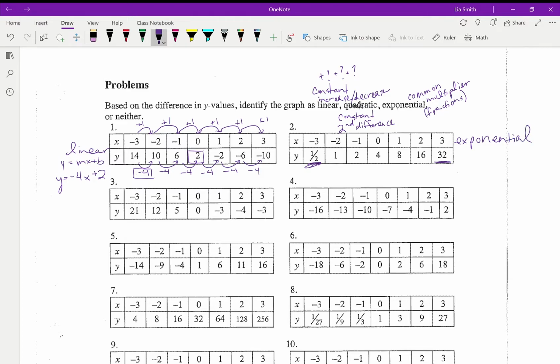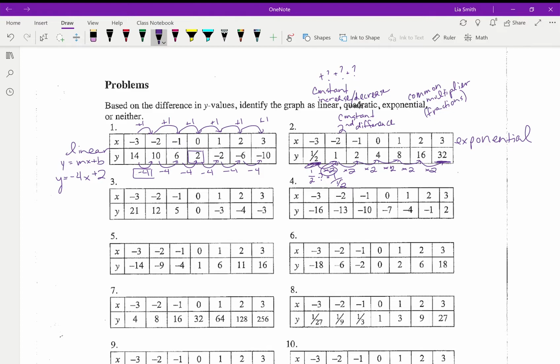So what would I have to multiply 1/2 by to get to 1? 1/2 times something equals 1. So I'm going to divide by 1/2 in order to figure out what that something is, and I end up with a common multiplier of 2. So let's check and see if that holds. 1 times 2 would give me 2. 2 times 2, 4. 4 times 2, 8, 8 times 2, 16. Okay, so the common multiplier here would be times 2.